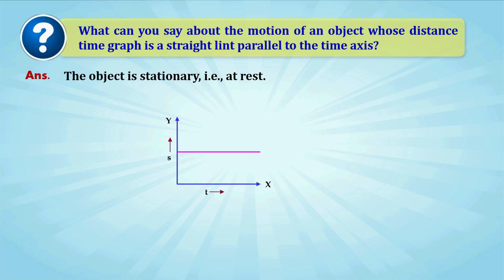In other words, the object is not changing its position with time. Since the distance does not change, the speed of the object is zero. Therefore, the object is stationary or at rest.